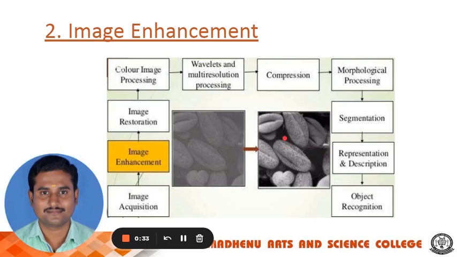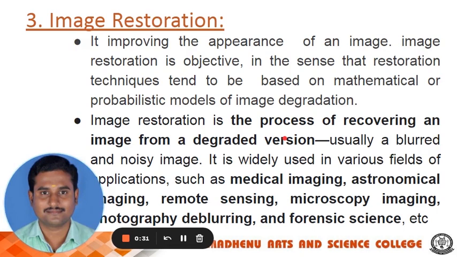So next, the third one is image restoration. Image restoration is the process which deals with improving the appearance of an image. Appearance means, for example, a blurred image is improved. That is, if the image was initially blurred, the blur is removed, that is, the appearance has improved. Image restoration is objective in nature.